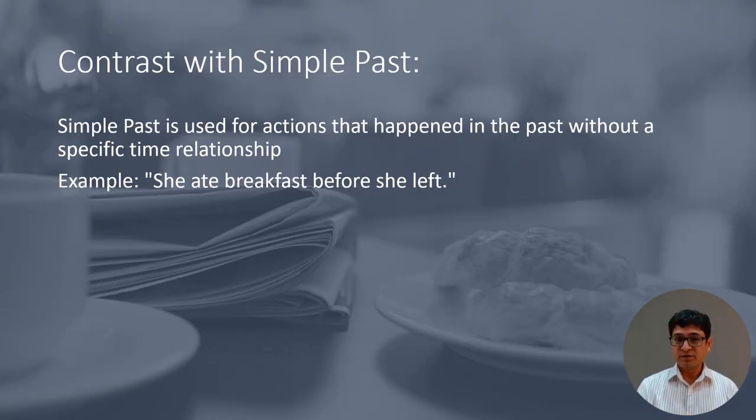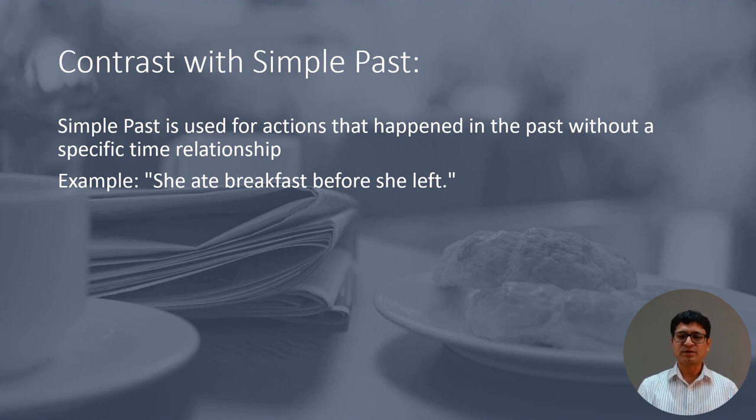As we now know that past perfect expresses an action that took place in the past before another action, it can sometimes be confused with the past simple. So now let's try to understand what is past simple. Past simple is used for actions that happened in the past without a specific time relationship. But when we use past perfect, then relationship is specific and clearly mentioned.